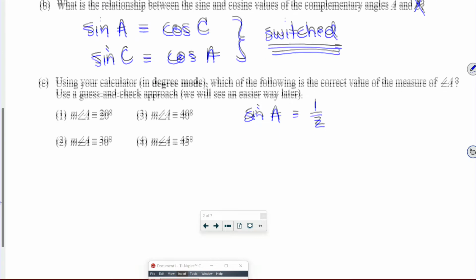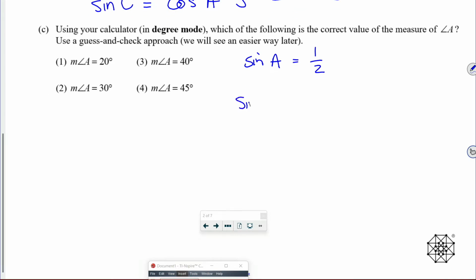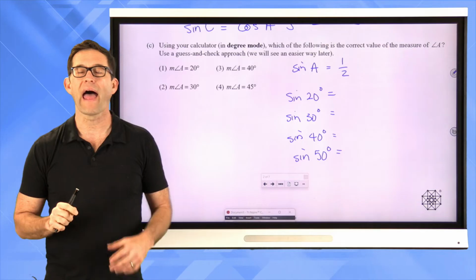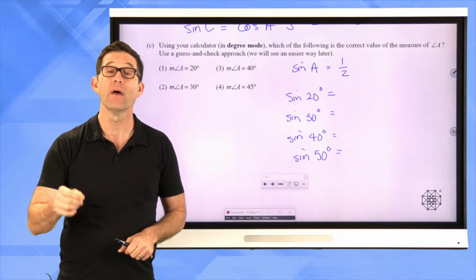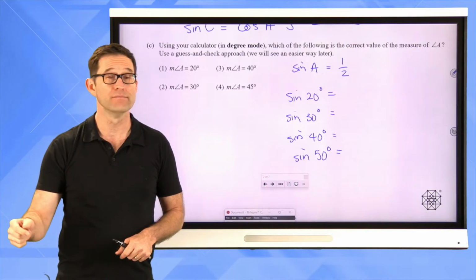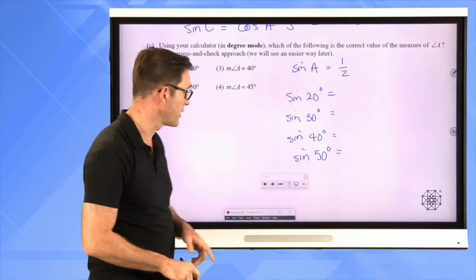So let's now take our calculator out and ask it, what is the sine of 20? What is the sine of 30? What is the sine of 40? And what is the sine of 50? As we discussed in our last lesson, the calculator has these trigonometric ratio values stored in it for each angle, both acute angles and not acute angles.